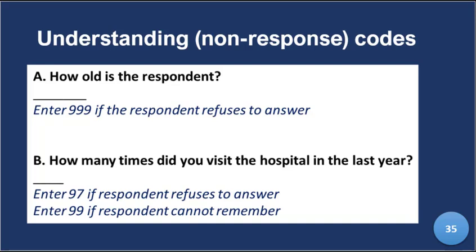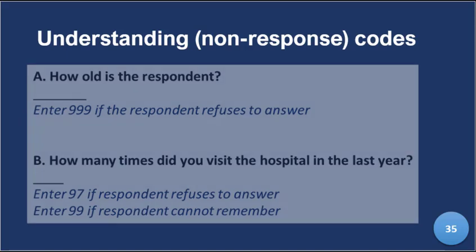Now ideally, nobody is 999 years old, but it helps you to understand that that value is not valid. In question B, they ask, how many times did you visit the hospital in the last 1 year? If you refuse to answer, it's 97. If the person cannot remember, it's 99. These numbers that you enter are called non-response codes, and it's going to be very interesting how you manage them when they form data. So we have looked at question A, the age, question B, the number of times a hospital is visited, and we have also noted the non-response code.